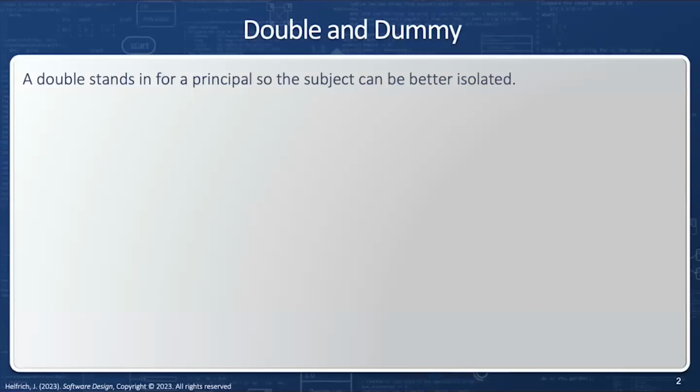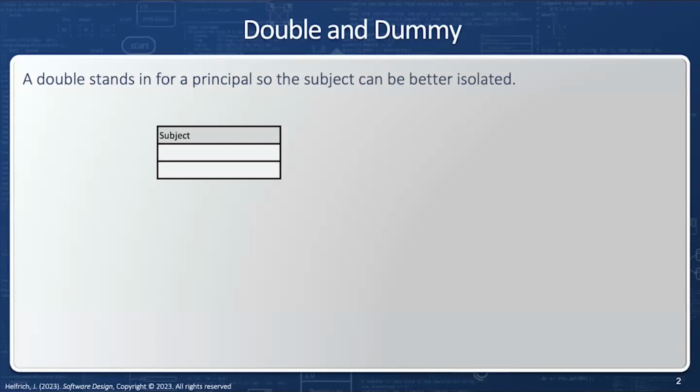Well, one of these tools is to use something called a dummy. The dummy is a stand-in for a class that is a dependency that we do not want to test. This video will demonstrate how to create a dummy and how to use them to isolate a single test. The double stands in for a principal, so the subject can be better isolated.